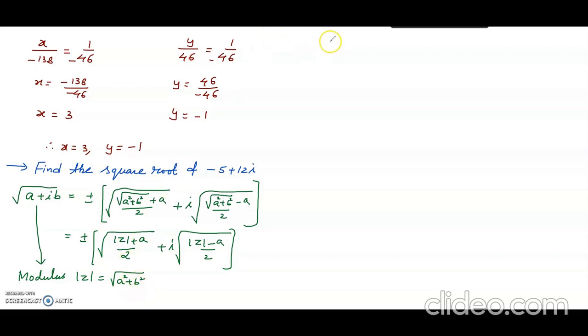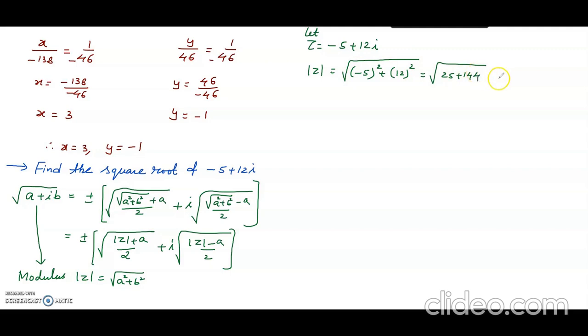So our given complex number is minus 5 plus 12i. Let us take this as z. Let z equal minus 5 plus 12i. We will find the modulus of the complex number first. So this is under root of a square plus b square. That is under root of 5 square, which is 25, plus 12 square, which is 144. So 144 plus 25 is 169. Root 169 can be written as 13.